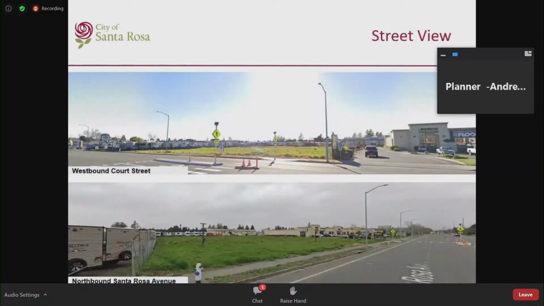So in the upper image, we see headed westbound on Court Street, which would be at a stop sign as Court Street approaches Santa Rosa Avenue. Across Santa Rosa Avenue, we can see the project site. The entirety of the undeveloped area would be a portion of the project site. And then to the right, where you have a vehicle exiting that commercial development, is that smaller parcel, which serves as access then to the primary portion of the site. And then headed northbound on Santa Rosa Avenue, to the left there, we can see the project site in its current state.